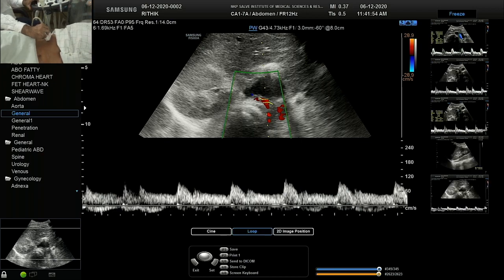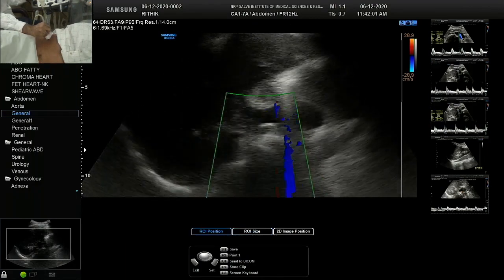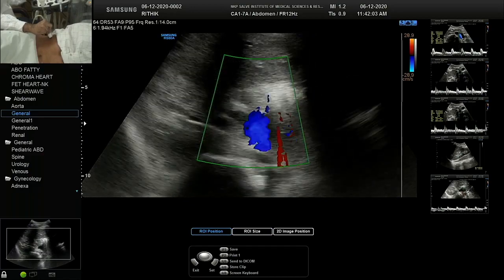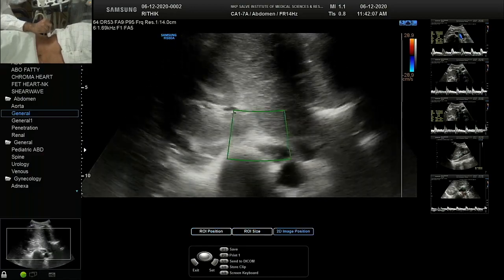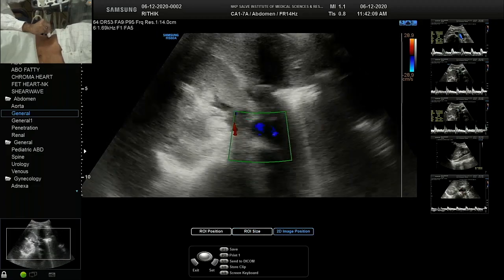You can see that the early systolic peak is more than the late systolic peak, and the other spectral features are very much normal. If possible, we can sample the renal artery in the mid part. It is said you should sample at 3 places.